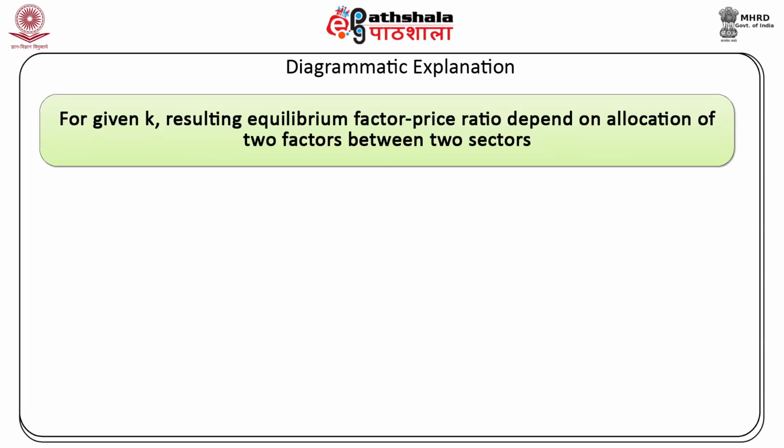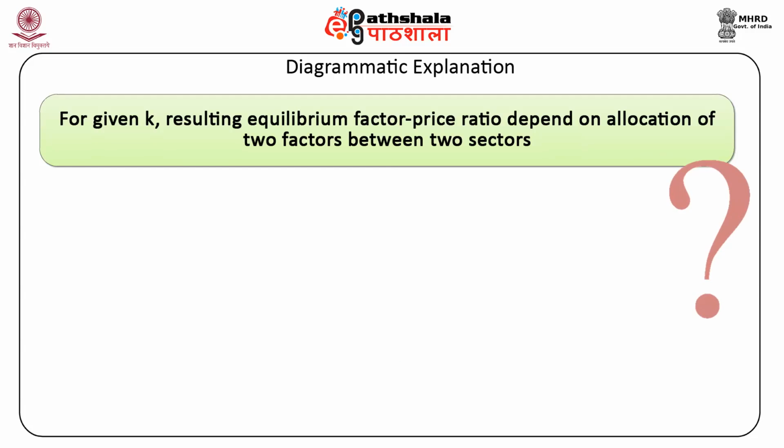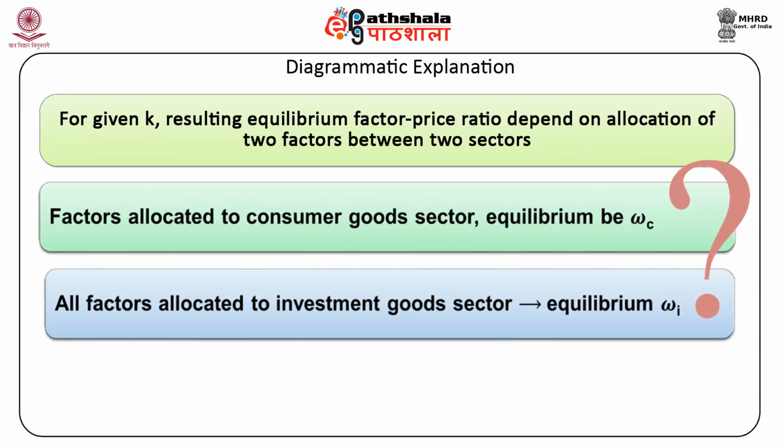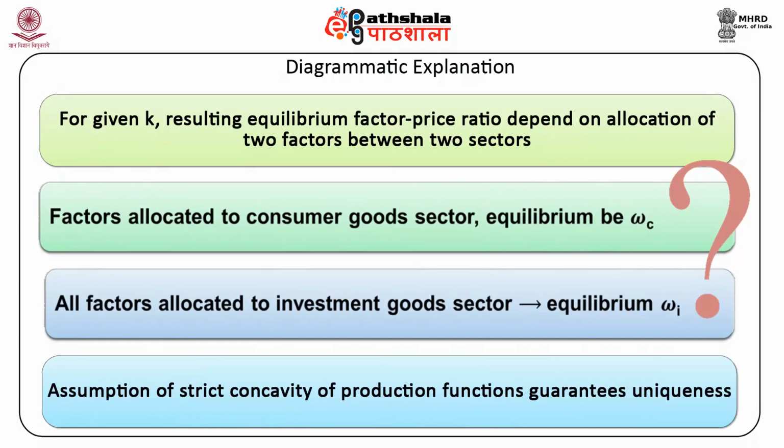Thus, for a given K, the resulting equilibrium factor price ratio will depend on the allocation of the two factors between the two sectors of the economy. Specifically, if all the factors are allocated to the consumer goods sector, the equilibrium will be omega c. And on the other hand, if all the factors are allocated to the investment goods sector, the equilibrium will be omega i. The assumption of strict concavity of production functions guarantees this uniqueness.